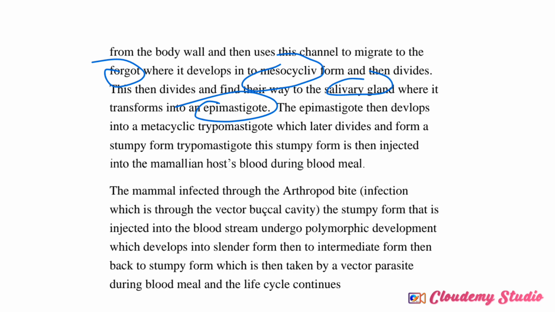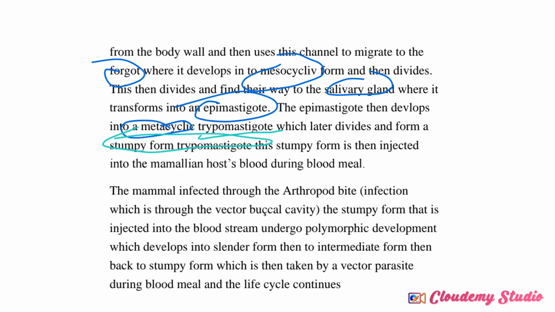Epimastigotes also look like the trypomastigotes, but the only difference is that the kinetosome is almost anteriorly placed. So the epimastigote then develops into a metacyclic trypomastigote. I said epimastigote looks like trypomastigote. So from epimastigote, it now develops into a metacyclic trypomastigote, which then divides to form a stumpy form trypomastigote, which means inside the vector host, it is now developing into a stumpy form trypomastigote.